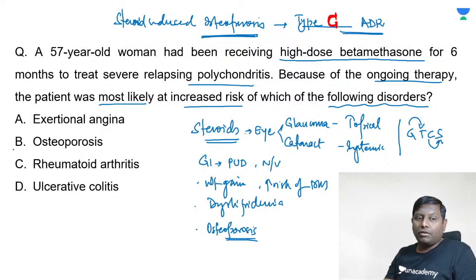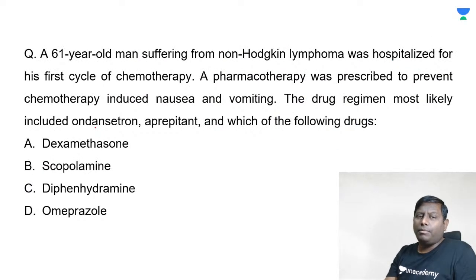And in the given scenario, of course, osteoporosis. Steroids are not going to cause rheumatoid arthritis. In fact, they are used for rheumatoid arthritis. They are preferred in ulcerative colitis. Exertional angina, no, it will not be caused. Okay, so a simple yet very conceptual case-based scenario could be asked in your examination. Another one, a 61-year-old male suffering from non-Hodgkin lymphoma was hospitalized for the first cycle of chemo.